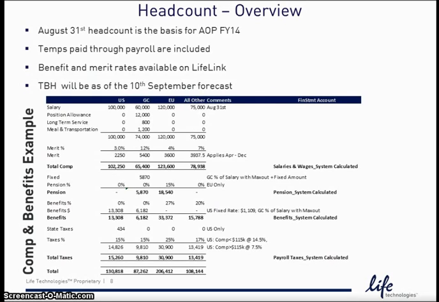As a basis for the headcount, we've used the August 31st headcount file and pre-populated that for this AOP. Any temps paid through our payroll are included as employees, and benefits and merit rates will be available in LifeLink. We've also pre-populated the TBH section from the September 11th forecast. The example below is an individual from each region and how that employee starts from their salary to their pension, benefits, and taxes to calculate their total compensation and benefits package. I'll let you review this on your own.